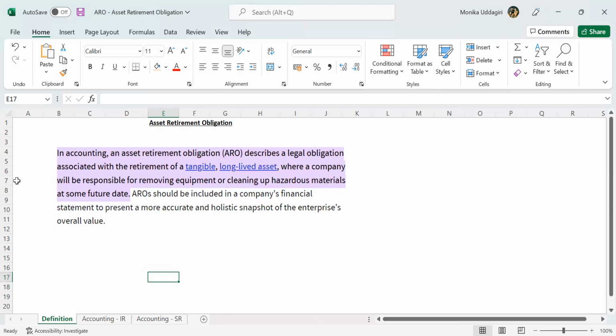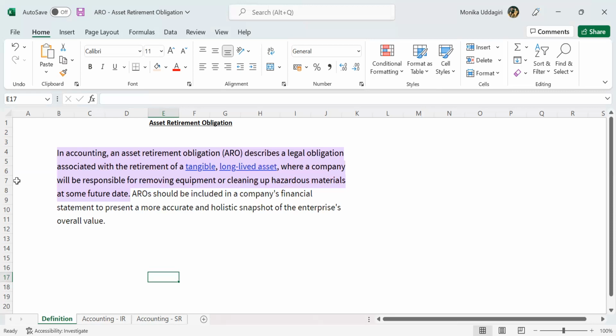So all these kinds of expenses which the company is going to incur at a future date, it might not be something which it is going to pay today, but it is something which is going to be paid at a future date. But the company is aware of that particular amount being paid, right? So this is asset retirement obligation.